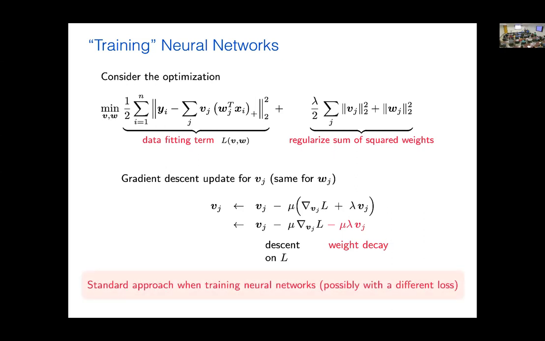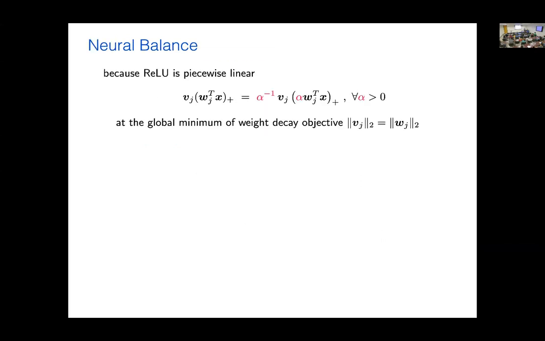So this is the standard approach to training neural networks, possibly using different loss functions, not sum of squared errors, but could be other things too. Okay, so one of the really interesting properties that ends up giving us a lot of insight into what's going on with these functions is something we call neural balance.